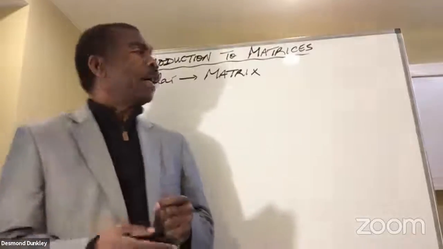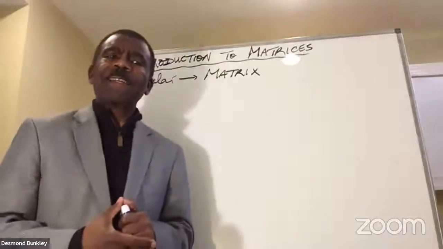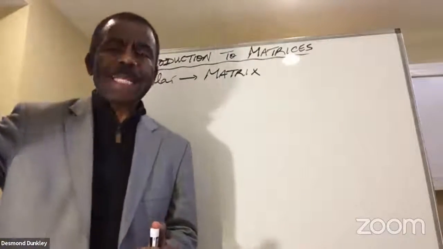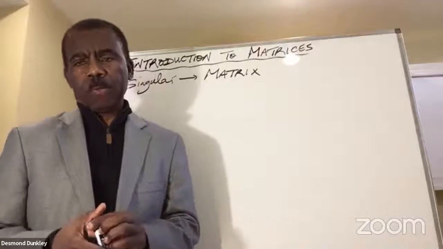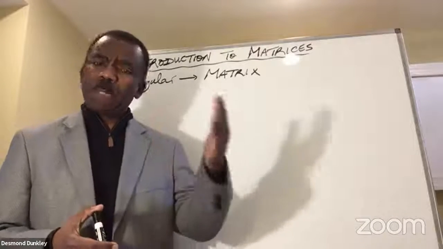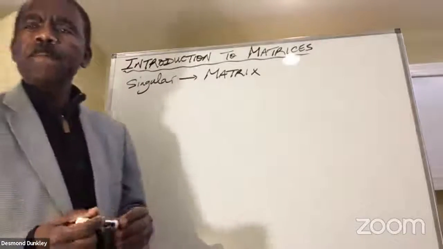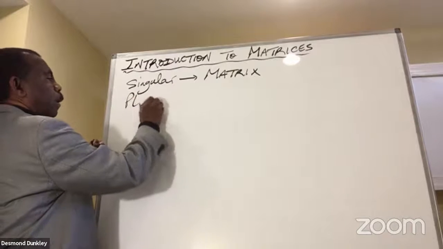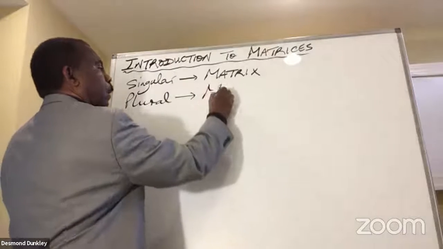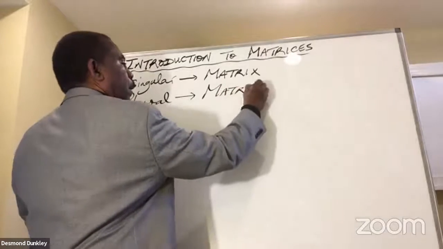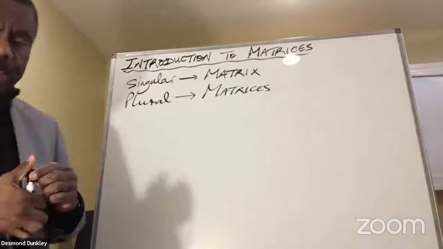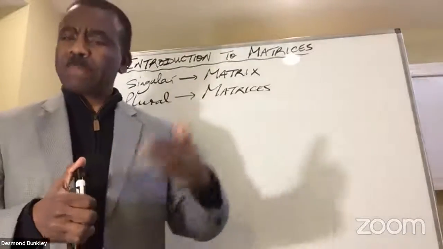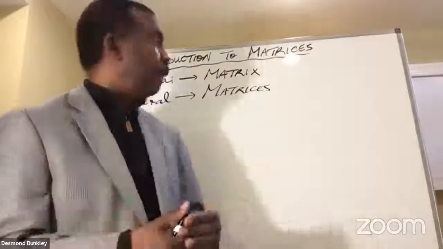So for now, I just want to go through some definitions and get that introduction in, and also give you a vision, give you an idea of how a matrix can be used, okay? Or how matrices can be used. So let's go through some discussion here. So singular is matrix, and plural is matrices, okay? So you'll hear me talk about a matrix, or you'll hear me talk about matrices having to do with plural, more than one, okay?